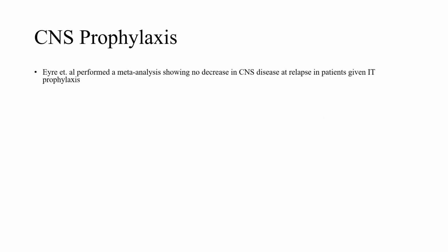I want to switch gears and talk a little bit about CNS prophylaxis and treatment. So when it came to CNS prophylaxis, Ayer and colleagues performed a meta-analysis that showed no decrease in CNS disease at relapse in patients that were given intrathecal prophylaxis. In this study, most patients who received the intrathecal prophylaxis, though, were at higher risk of CNS relapse to begin with. So you could think maybe that is a confounder there. If we're only giving the intrathecal prophylaxis to patients who are at very high risk to develop CNS disease to begin with, does that confound the results?